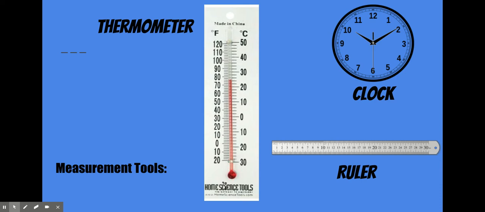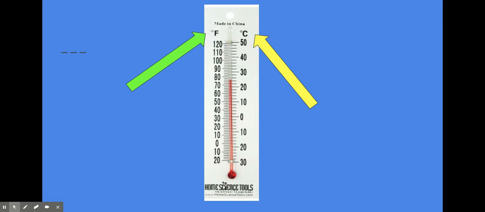This is an example of a thermometer. The red liquid inside helps us tell if it's hot or cold. It tells us the temperature. Notice that the thermometer has two sides to it, one with an F and one with a C. So, what does that mean? Well, the F stands for Fahrenheit, and the C stands for Celsius.